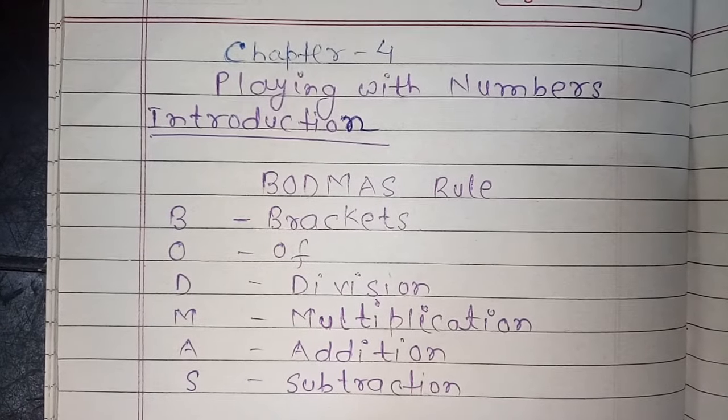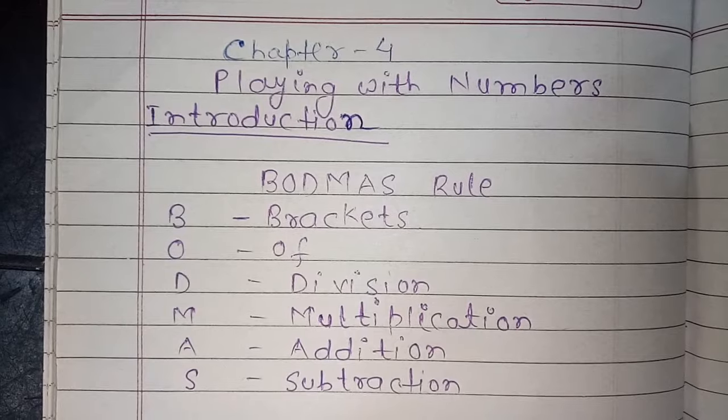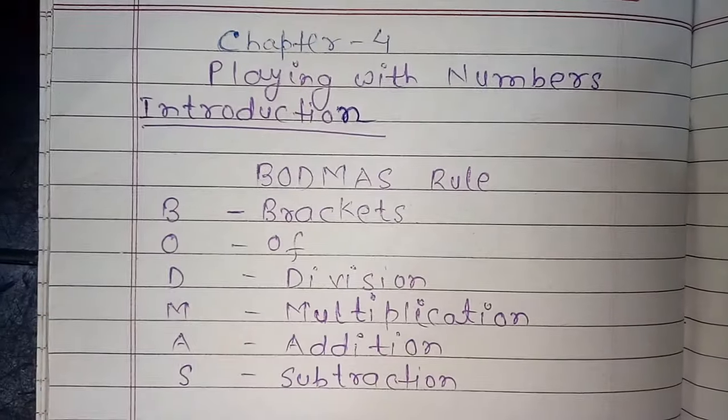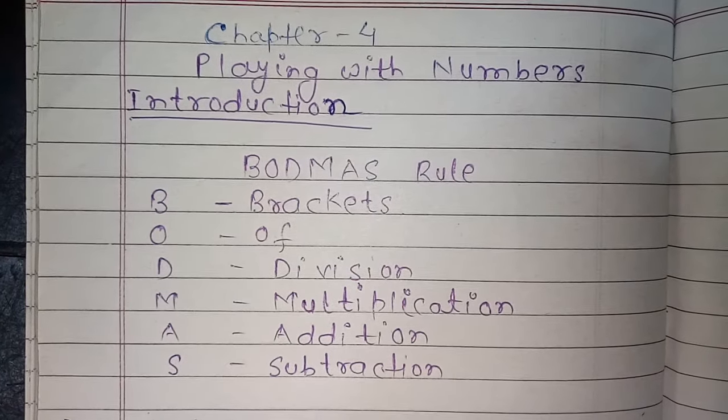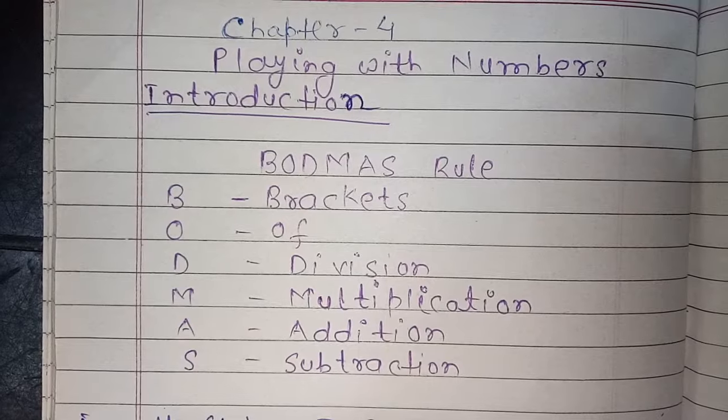Today I am going to start chapter number 4. Chapter number 4 is Playing with Numbers. In this chapter, firstly we will see the BODMAS rule, then we will see some examples based on the BODMAS rule. So let's start. What is the BODMAS rule?